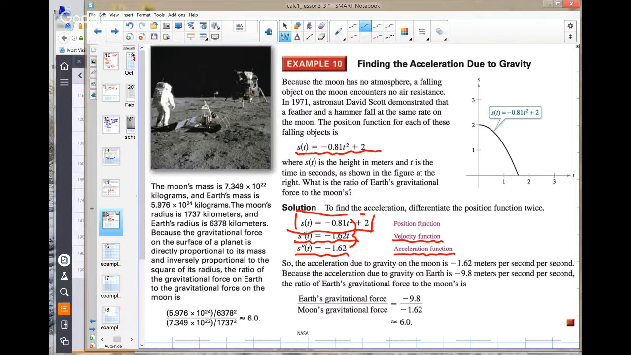And yeah, so anyway, if you go down to the bottom, the Earth's gravitational field is negative 9.8. As we just found out, the moon's is negative 1.62. And if you divide, sure enough, the Earth's gravitation is 6 times greater than the moon's. So this idea of going from distance to velocity to acceleration is a very common application problem of higher order derivatives.